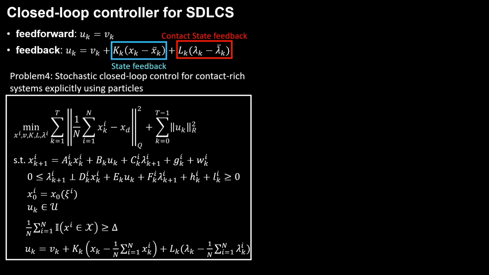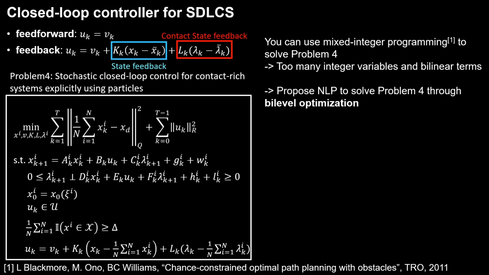We can use mixed integer programming as the reference did. However, we observe that compared to reference number 1, we have additional bilinear terms. Also, in our test, we observe that we need a large number of particles and the computation of mixed integer programming is too demanding. Therefore, we formulate the optimization using nonlinear programming for numerical efficiency based on bilevel optimization.